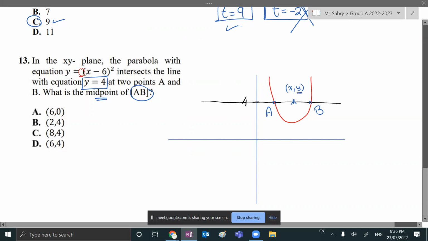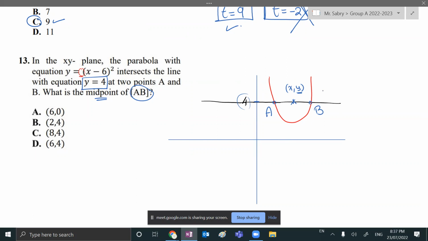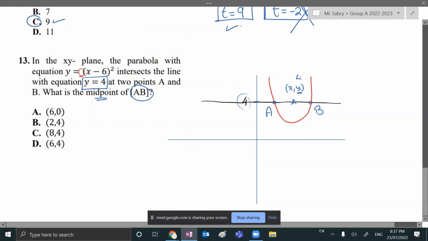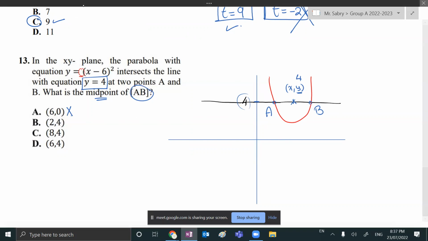Regarding the Y coordinate, we know for a fact that the Y coordinate must be equal to 4, just like A and B, because they're all on the same horizontal line, y equals 4. So we know for a fact that A is not true. It's either B, C, or D. Now, how do we find the X coordinate?